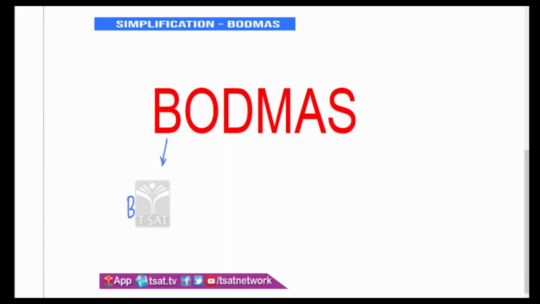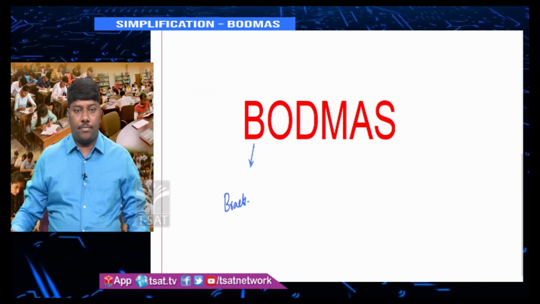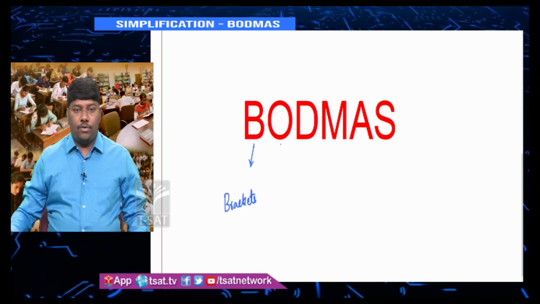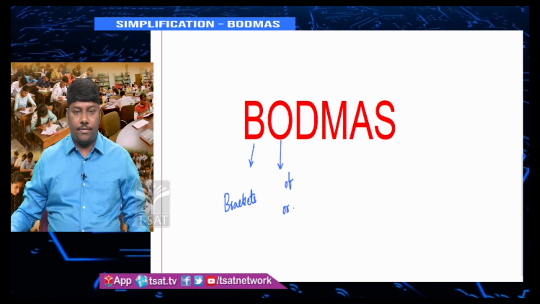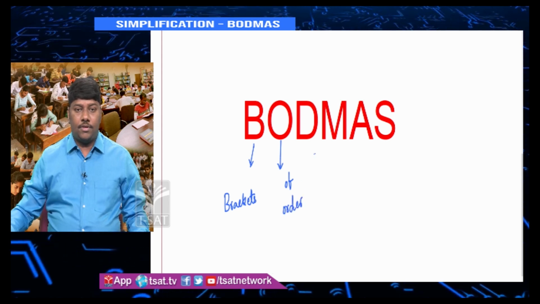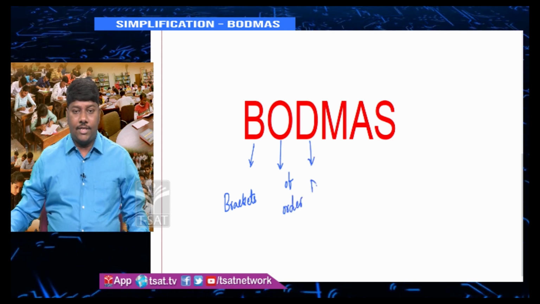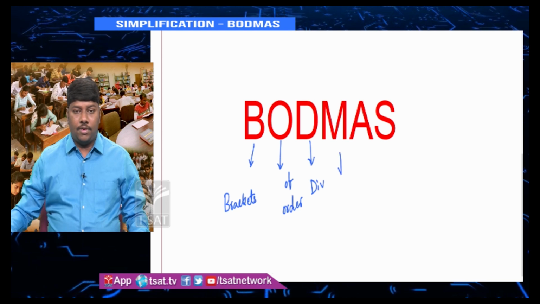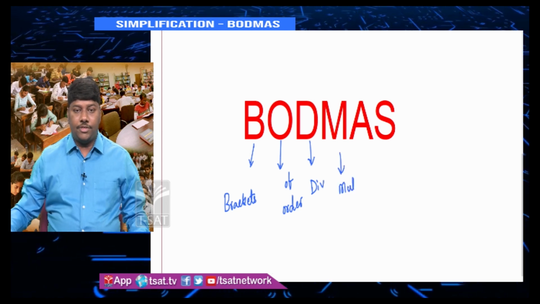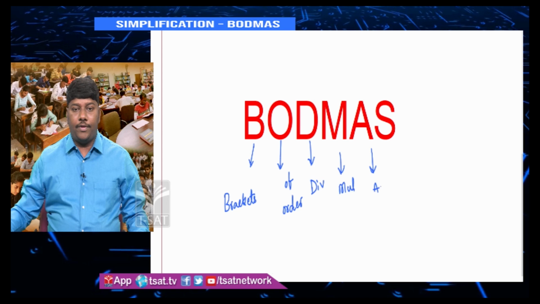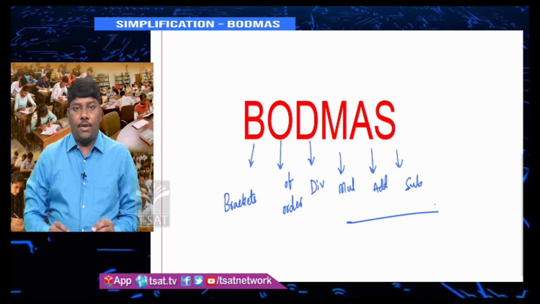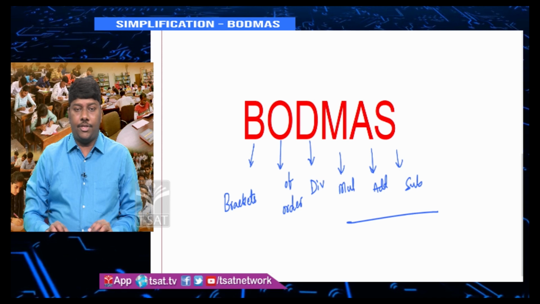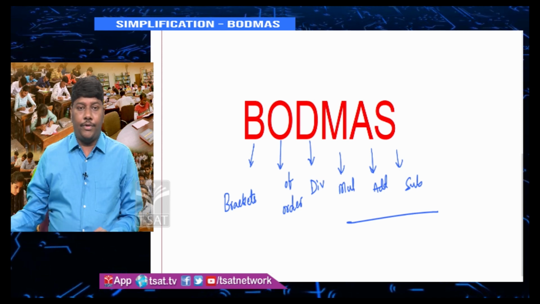So BODMAS: B stands for brackets, O stands for of, or else order, D stands for division, M for multiplication, A for addition, S for subtraction. When you have multiplication, division and addition at a time, we will get confused.